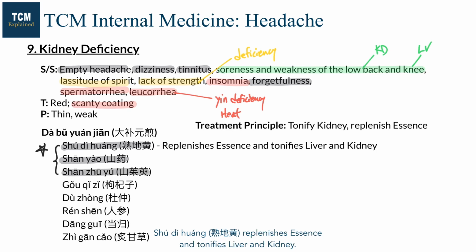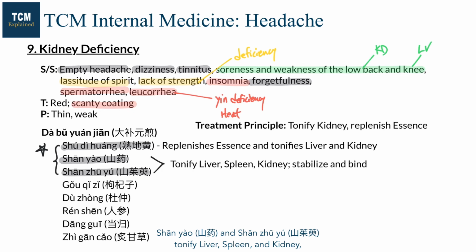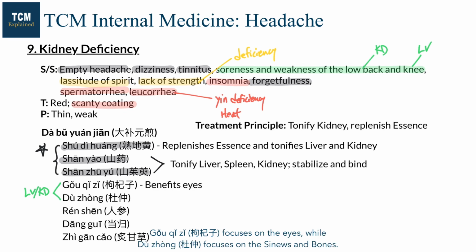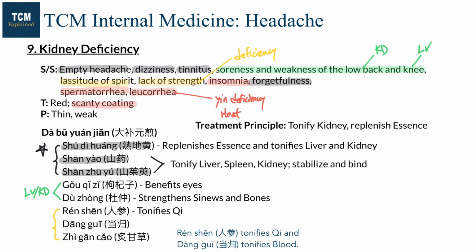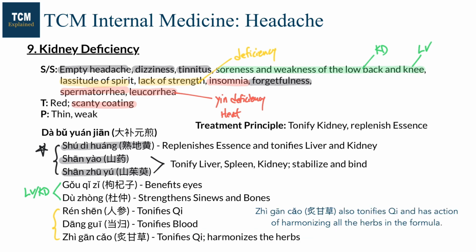熟地黄 replenishes essence and tonifies liver and kidney. 山药 and 山茱萸 tonify liver, spleen, and kidney, and also stabilize and bind, treating spermaturia or leukorrhea. 枸杞子 and 杜仲 nourish liver and kidney. 枸杞子 focuses on the eyes, while 杜仲 focuses on the sinews and bones. 人参 tonifies qi and 当归 tonifies blood. 炙甘草 also tonifies qi and has action of harmonizing all the herbs in the formula.